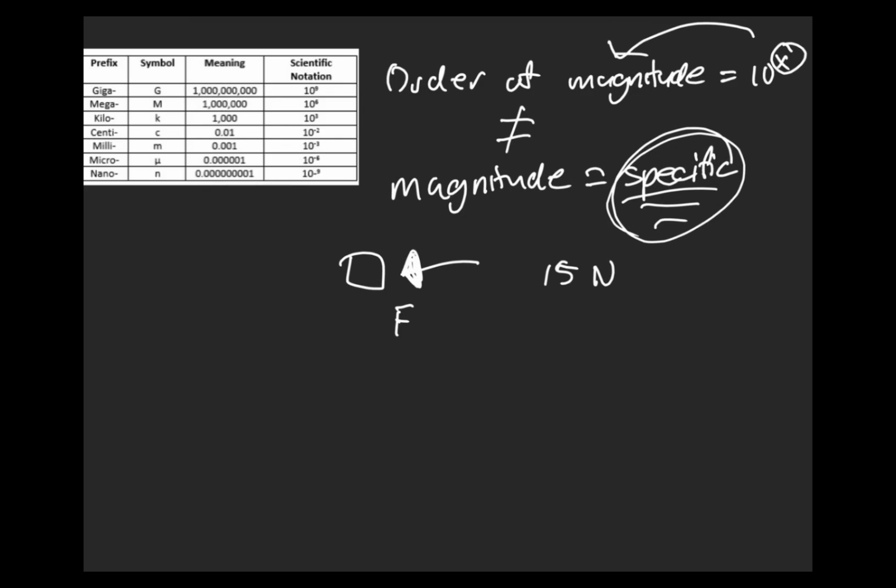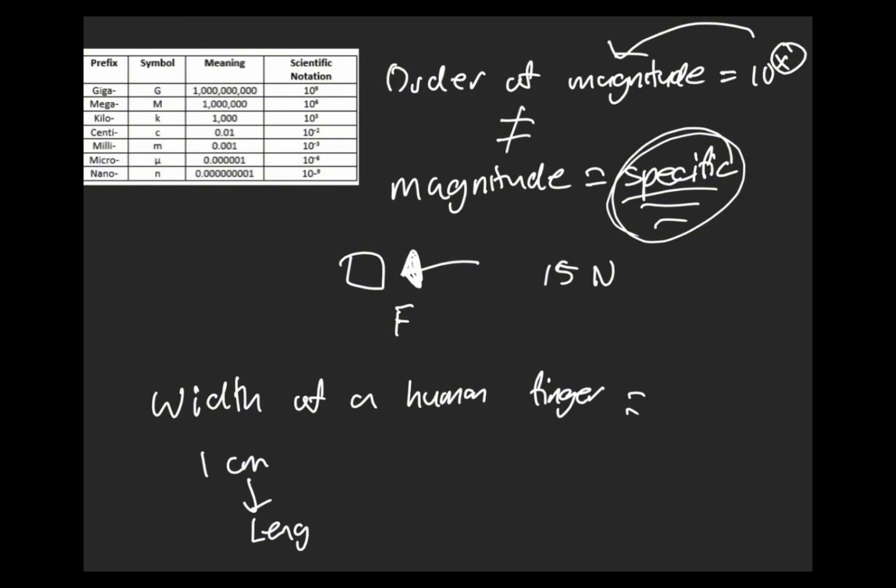Okay, now, if I were to ask you to find the order of magnitude of the width of a human finger, what would you say? So we know that the width of a human finger is around 1 centimeter, right? And centimeter is length. And we would need to convert length into meters.